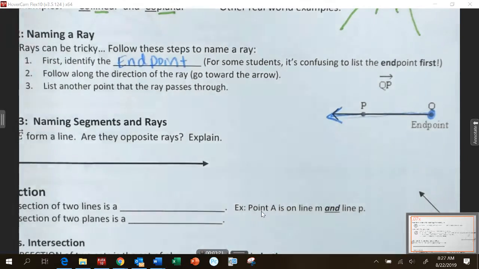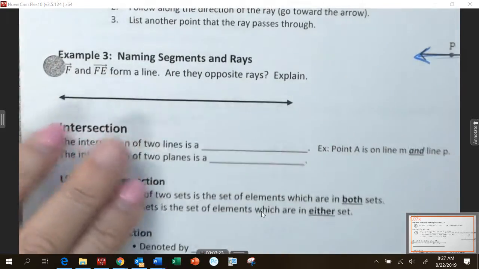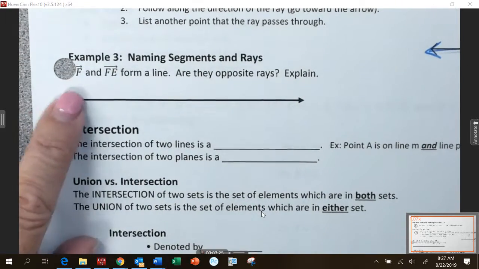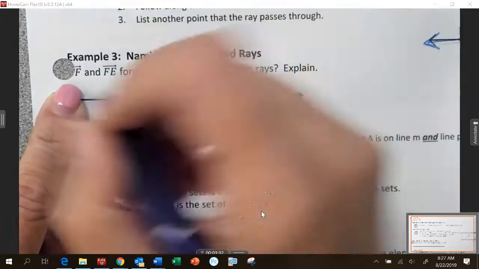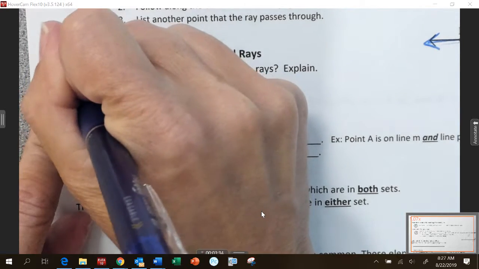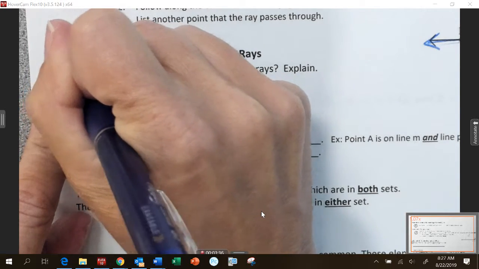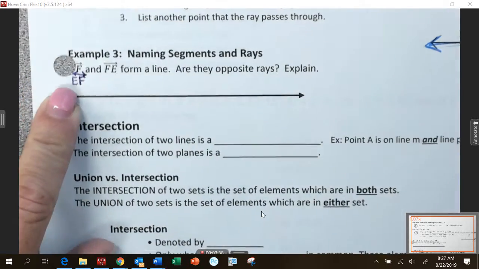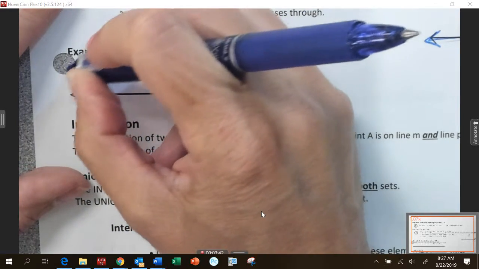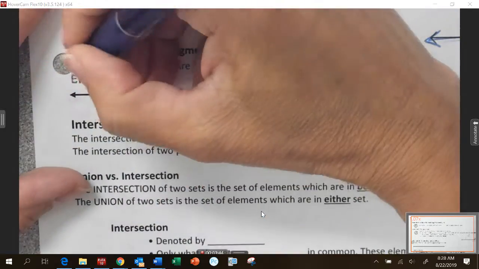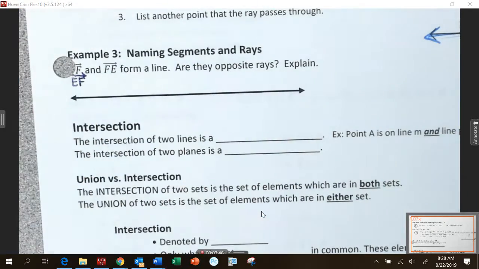Okay, naming segments and rays. So that got cut off. That should say EF. Did yours get cut off too, or just mine? Yours got cut off too. That should say line EF. Nope, I'm lying. That should say ray EF. And then ray FE form a line. Are they opposite rays?